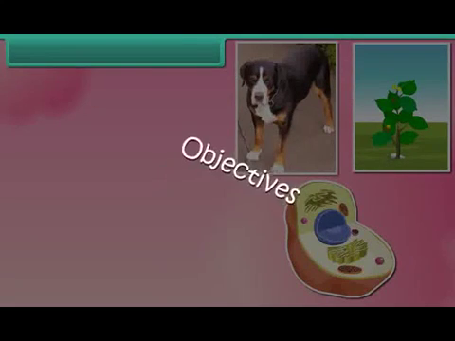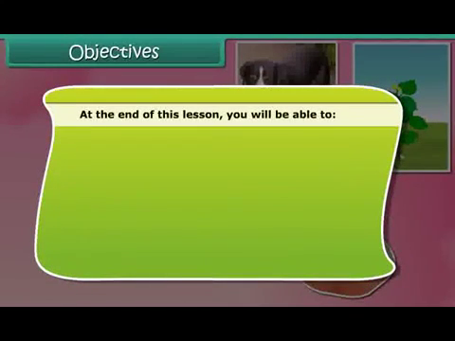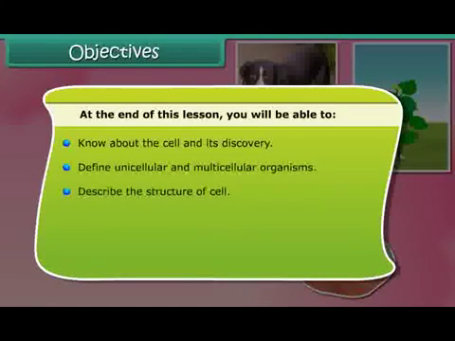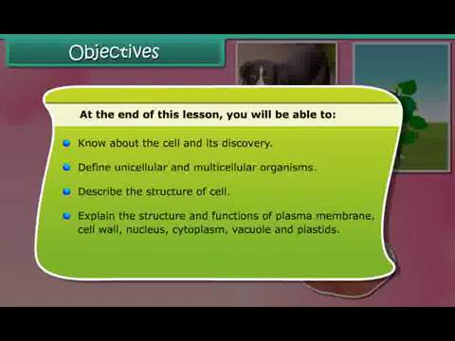Objectives. At the end of this lesson, you'll be able to know about the cell and its discovery, define unicellular and multicellular organisms, describe the structure of cell, explain the structure and functions of cell membrane, cell wall, cytoplasm, nucleus, vacuole, and plastids.